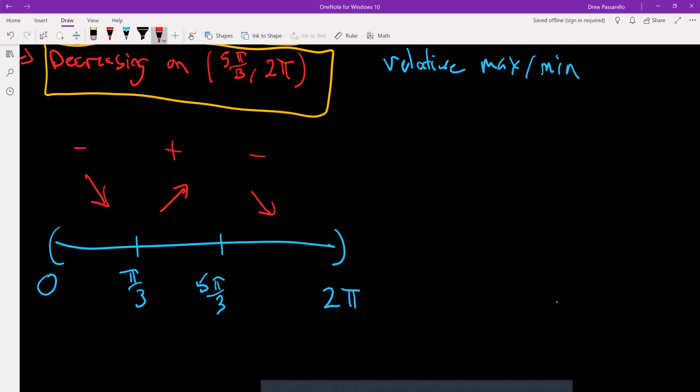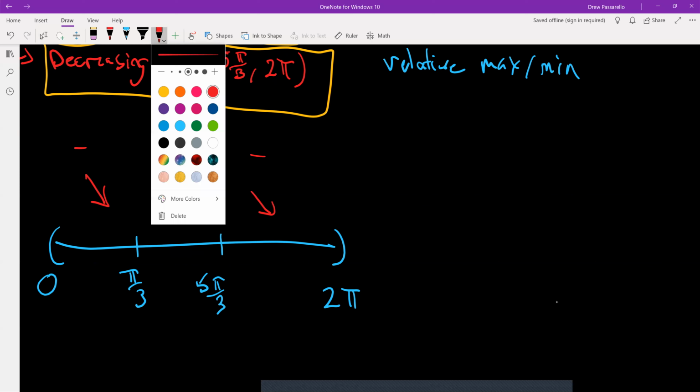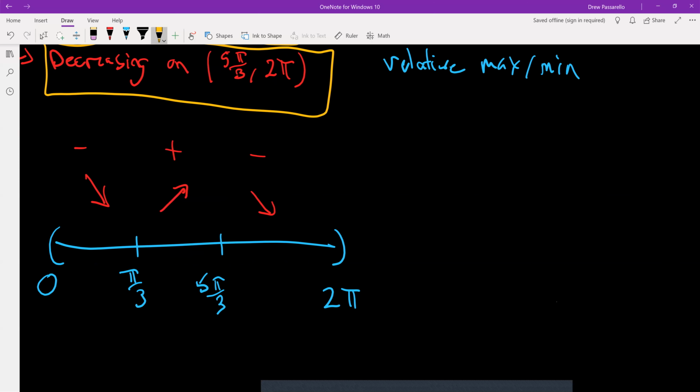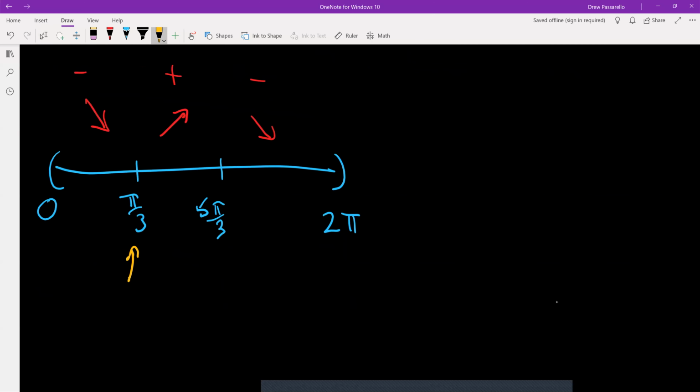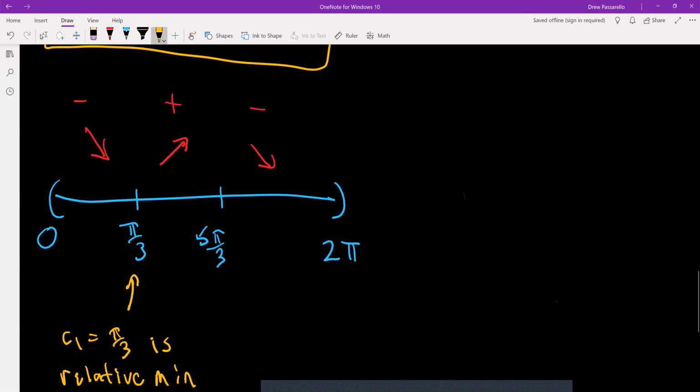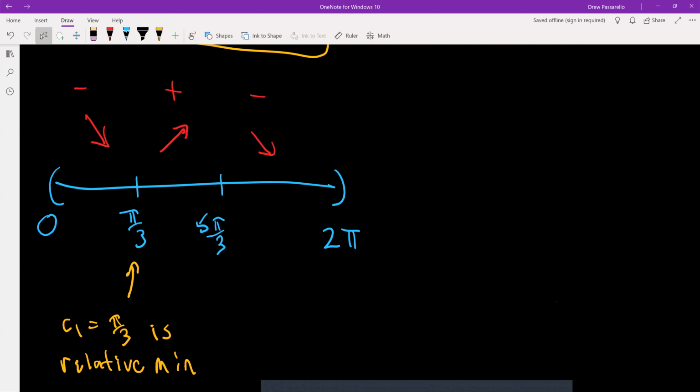So based on the pattern, if I go from decreasing to increasing, that means pi over 3 is going to be a relative min. And then for the second value, 5 pi over 3, it goes from increasing to decreasing. So this is going to be a relative max.